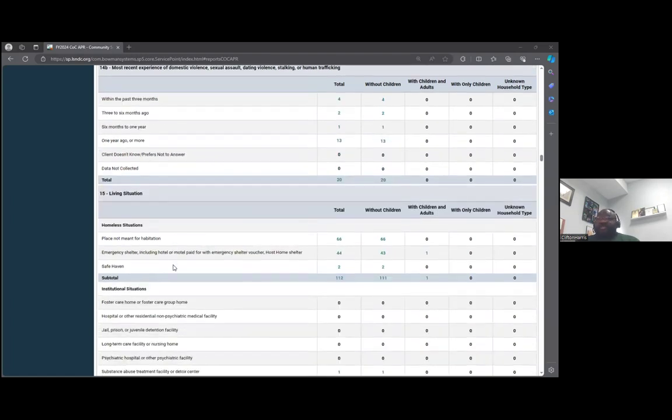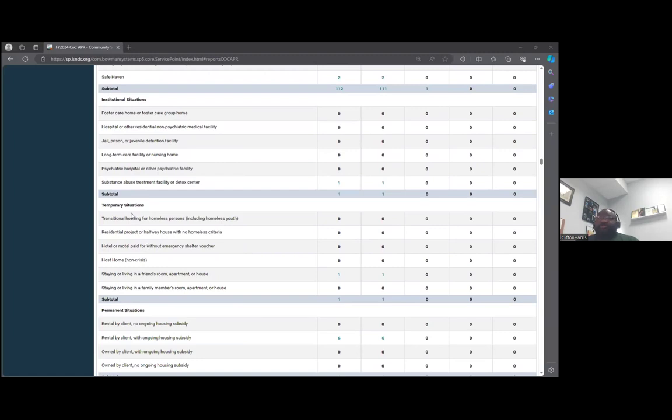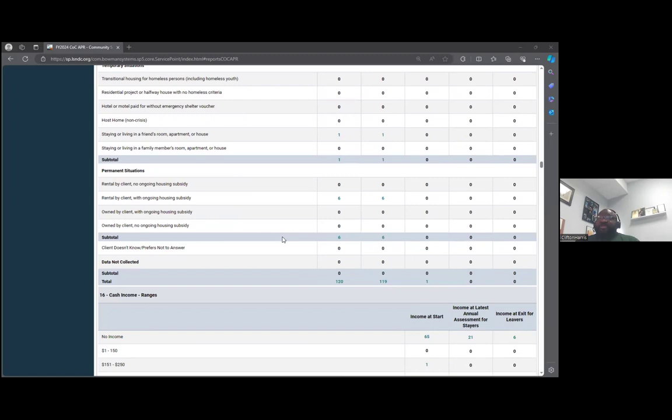Question 15 is the prior living situation of the clients before they enter the program. It just breaks it down by homeless situations, institutional situations, temporary situations, and then there's the permanent situations.